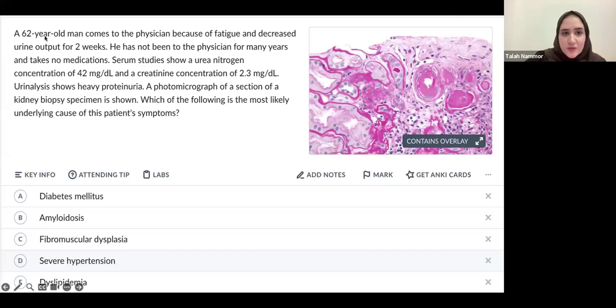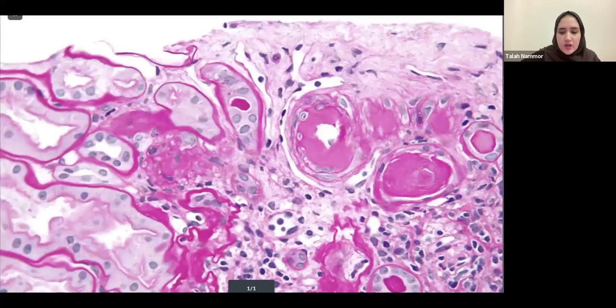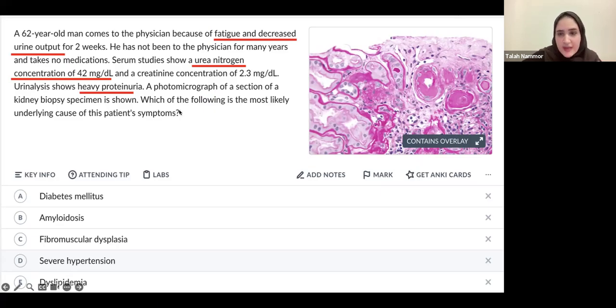Next question. A 62-year-old man comes to the physician because of fatigue and decreased urine output for 2 weeks. So we have fatigue and decreased urine output. He has not been to the physician for many years, and we see that his urea concentration is really high. So we have some kind of renal dysfunction, all right? And then we have heavy proteinuria. Then they showed us this image.